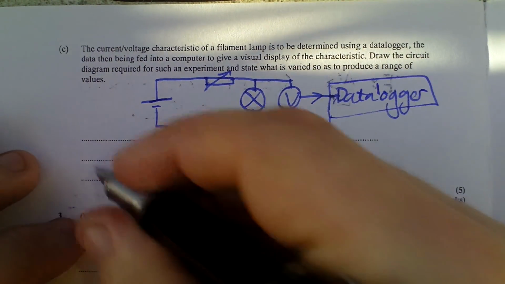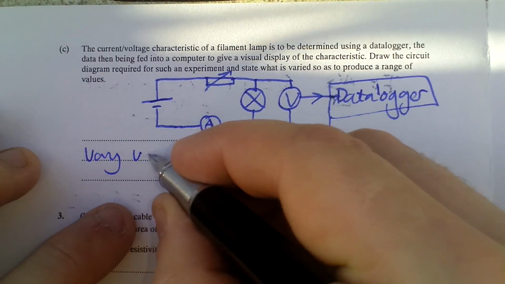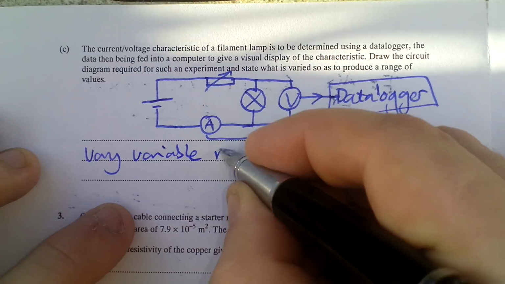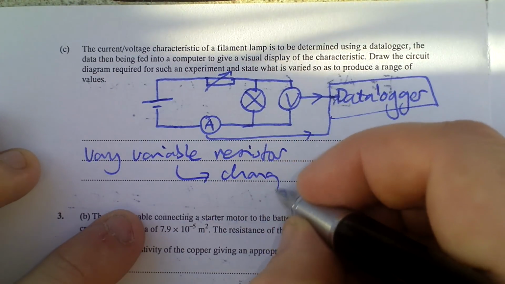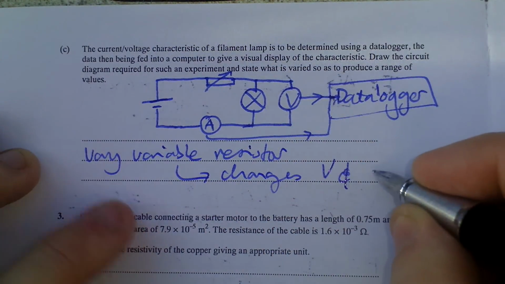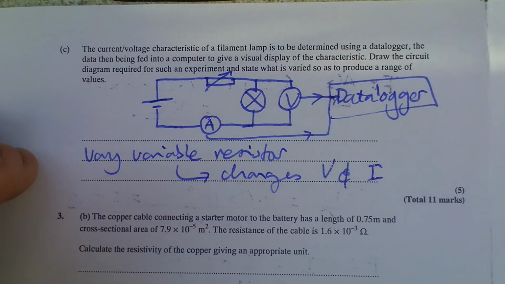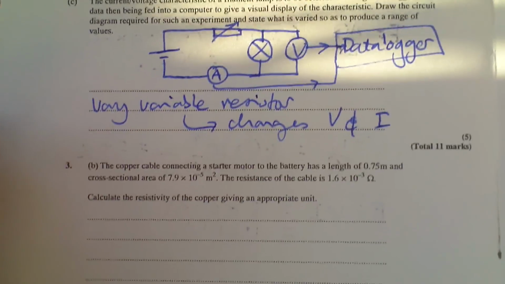What do I need to vary? Well, I vary my variable resistor, and that changes both V and I at the same time. 3 marks for that diagram, 2 marks for that explanation, 5 marks in total.